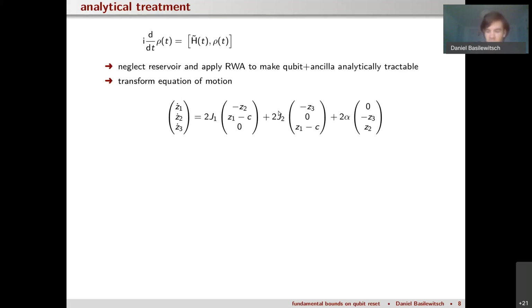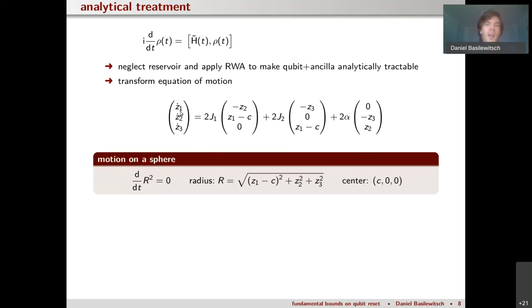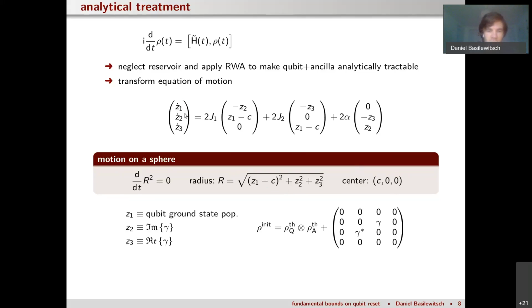And why this is interesting, I will show you right now, because this equation of motion describes the motion on the surface of a sphere. So what you are able to do is define some radius r, defined by the initial values of Z1, Z2, Z3, and C. And this radius is a conserved quantity. You can assume that you have a sphere with its center at C, 0, 0, and the coordinates being Z1, Z2, and Z3. And the important thing why this is an interesting equation of motion is that Z1 is more or less equivalent to the qubit ground state population, and Z2 and Z3 reflect the imaginary and real part of the correlation strength. So it describes the entire dynamics for this kind of initial state.